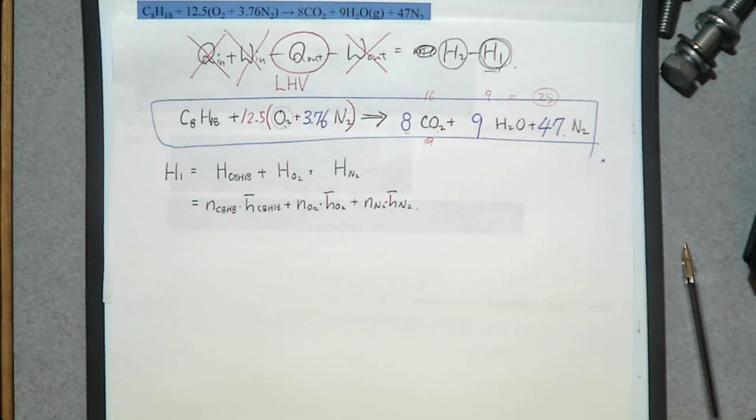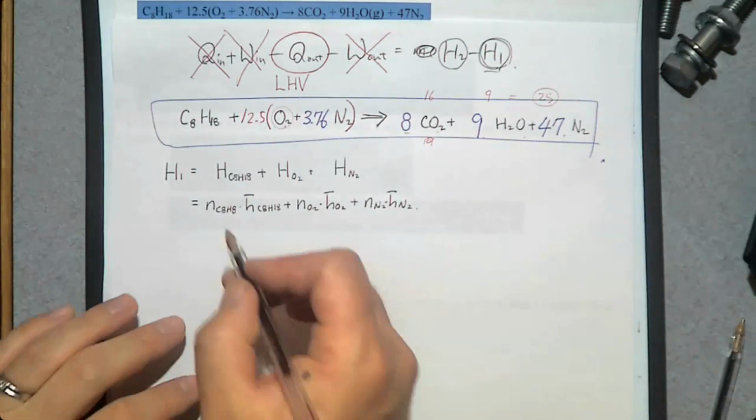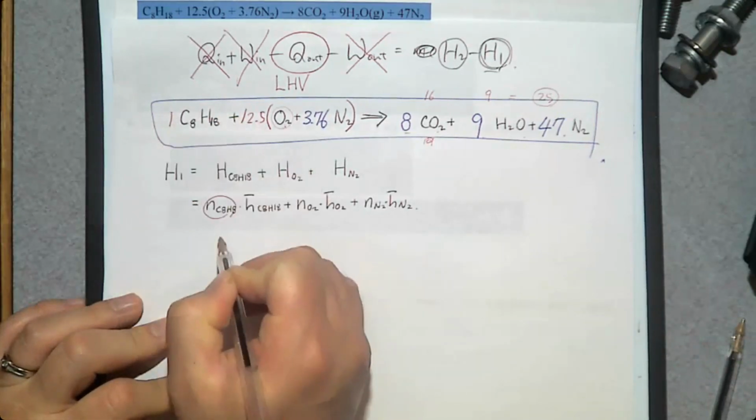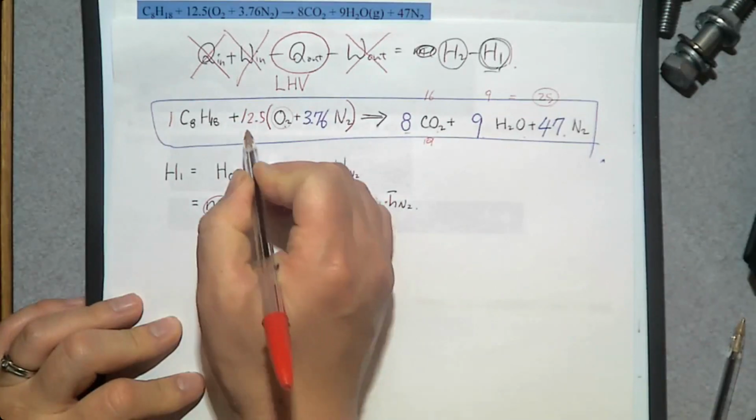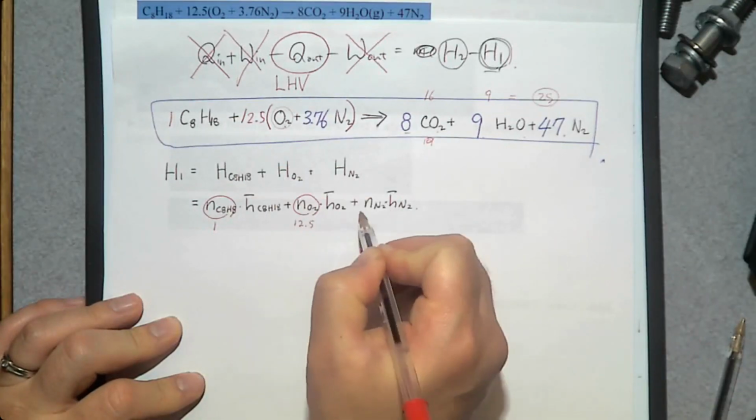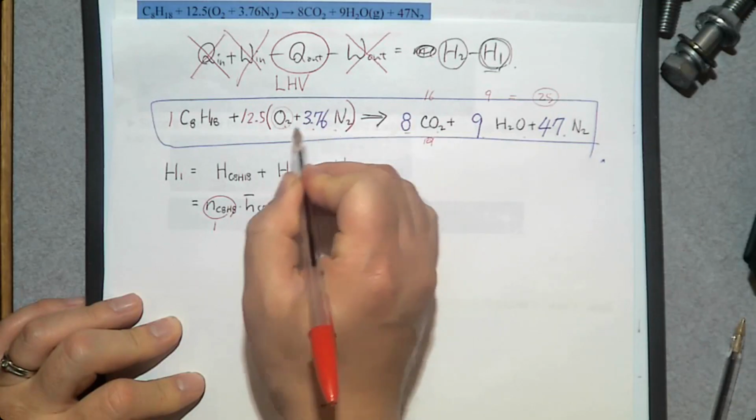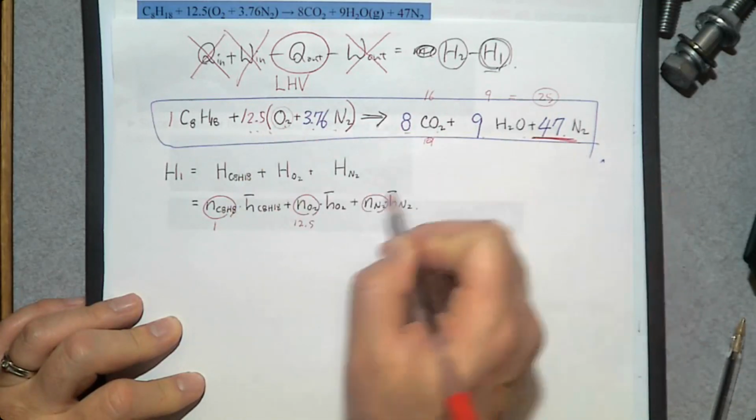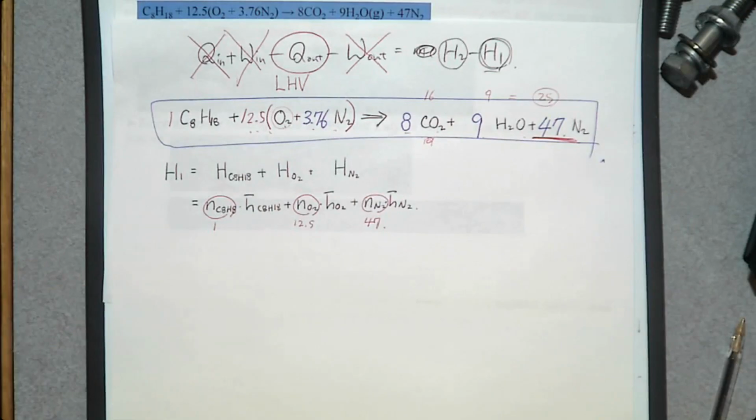That wasn't difficult, right? Now, what is this N? 1. What is this N? 12.5. What is this N? 3.76 times 12.5, that is 47. Then, how do we determine this H bar?